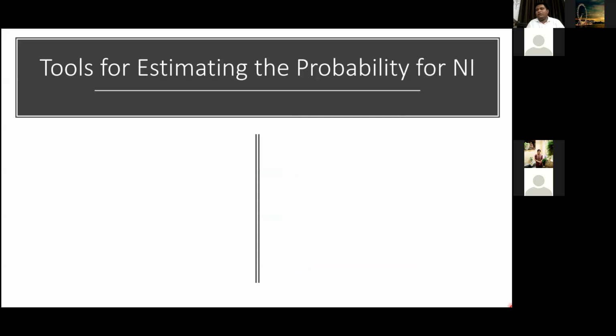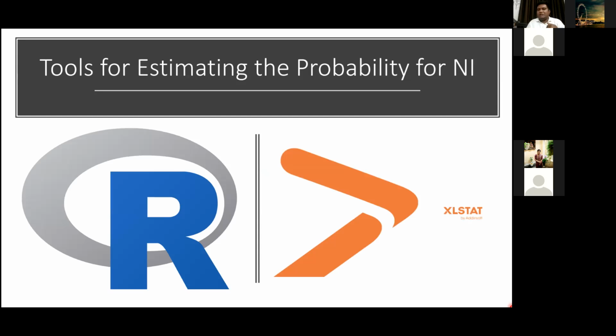Now I'll tell you how to analyze the result and how to calculate the probability for a non-inferiority study. Basically these are the two tools which I found can be useful for calculating or analyzing the non-inferiority study.